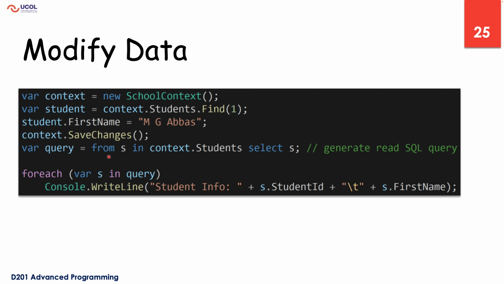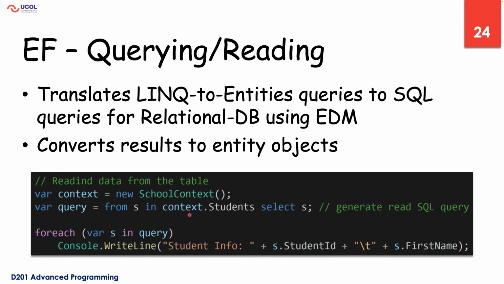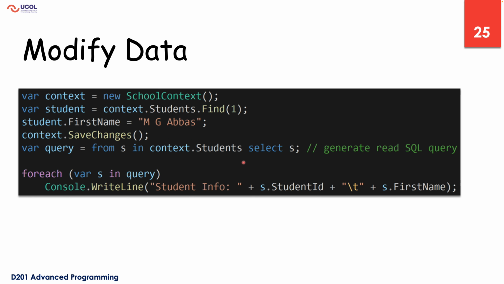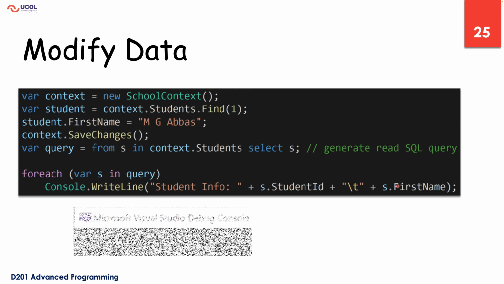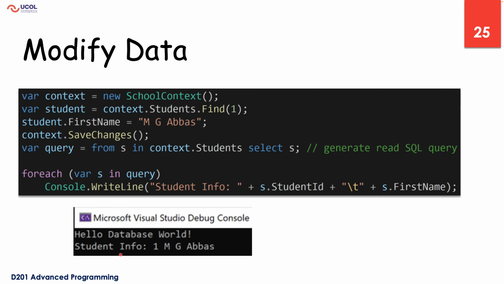Then, just like we did last time, we again read the information. We have a query, and the query will be executed when we use it. It will return the collection of students. For each student we print the name, so it will print that specific student info, 1 MG Abbas. This is the actual output of the program, which I'm showing as a screenshot here. You can see that the changes which I made are clearly shown.